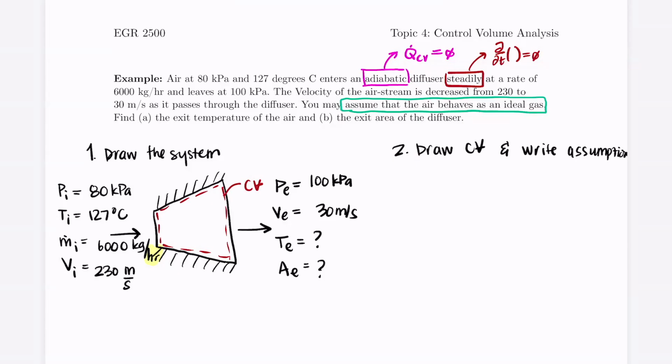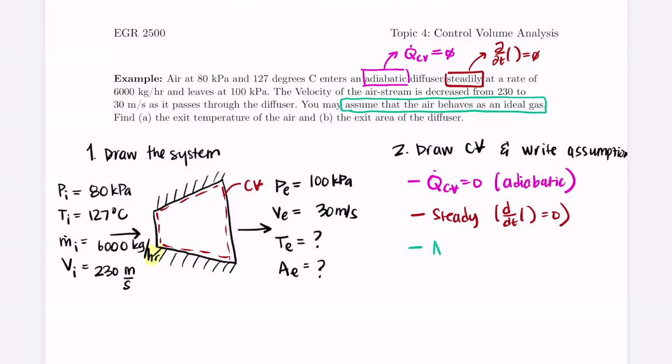So we have a couple of assumptions that we've already kind of called out in the problem text. So we're assuming that there's no heat transfer because they told us it was adiabatic. We're going to assume that it's steady, which means our time derivatives go to 0. And we're going to assume that we can treat this as an ideal gas. So far, so good?